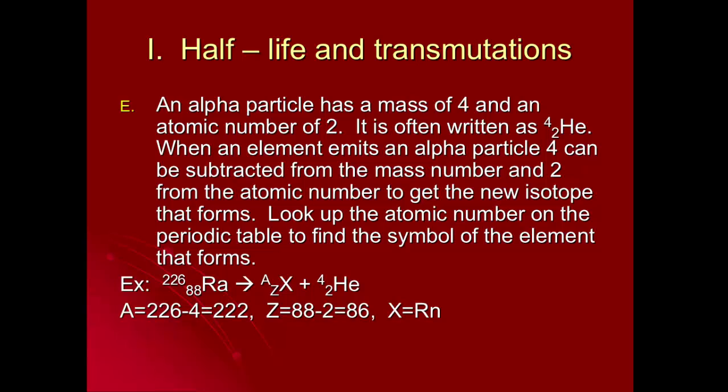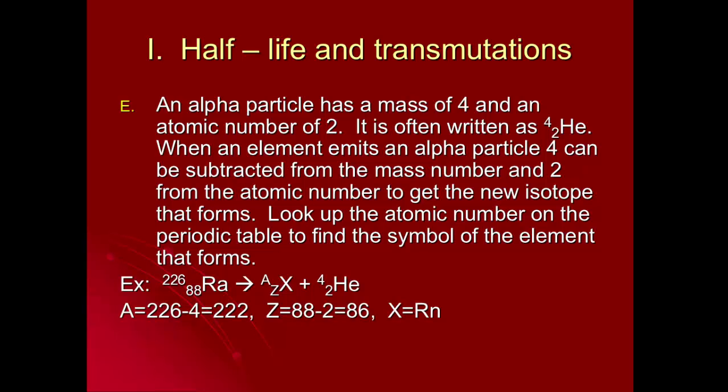So the alpha particle has a mass of 4 and an atomic number of 2. So it has 2 protons and a mass of 4. It's often written as helium-4, because of that. When it emits the alpha particle, you remove 4 from the mass and 2 from the atomic number. And that gives you your new isotope. And you can look up the new isotope on the periodic table, or you can just count over 2 to see what it is.